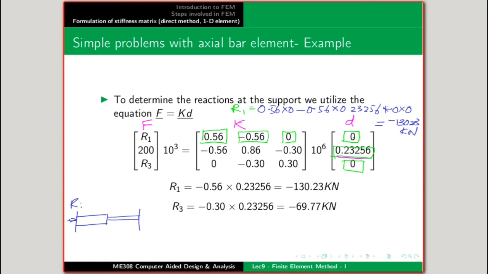So this is our setup. R1 is in this direction, R3 is in this direction, and force P is acting in this direction. At this point, this P will cause a compressive force in steel. R3 is in the positive direction, so that will be negative. Here, P is acting along this direction, so this is a tensile stress. So if we take R1 in the positive direction, we will get R1 as negative, minus 130.23.